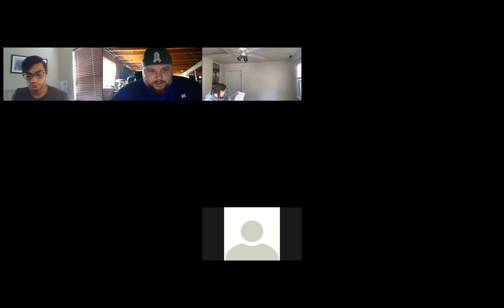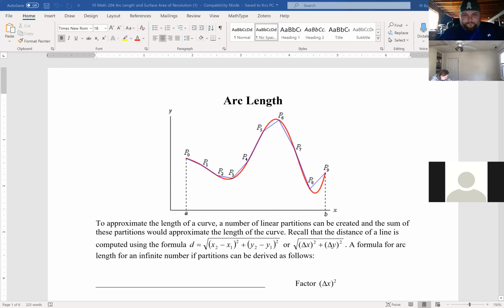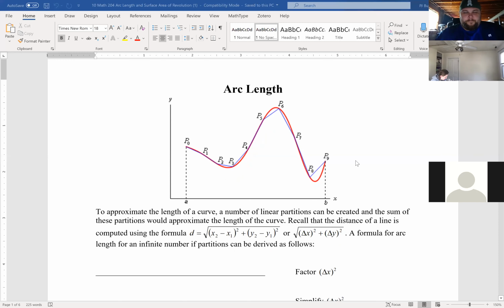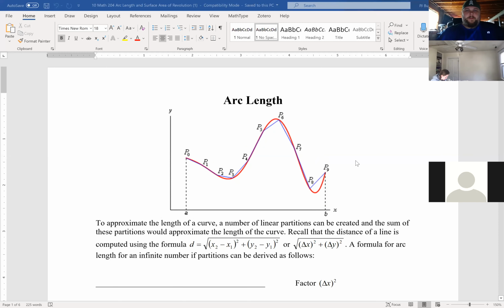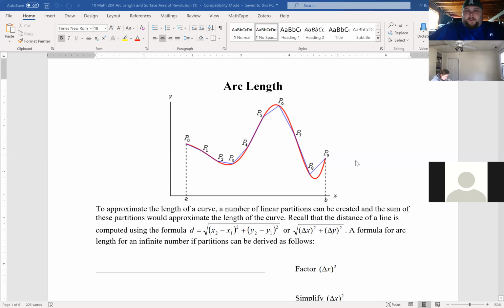And I'm going to share with you the arc length and surface area sheet. So we've done all those integrals. We're trying to put them to good use with some applications. And we started with volumes of revolution. So we did both disk and washer method and cylindrical shells.